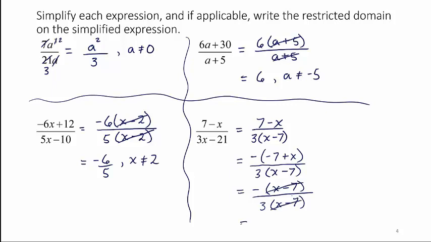So I can cancel out the x minus 7, and I'm left with -1/3, and I want to say that x can't be 7, right? In the original expression, if you let x be 7, you'd have 3 times 7 minus 21, which would be 0, right? So it can't be 7 in the final simplified version either.